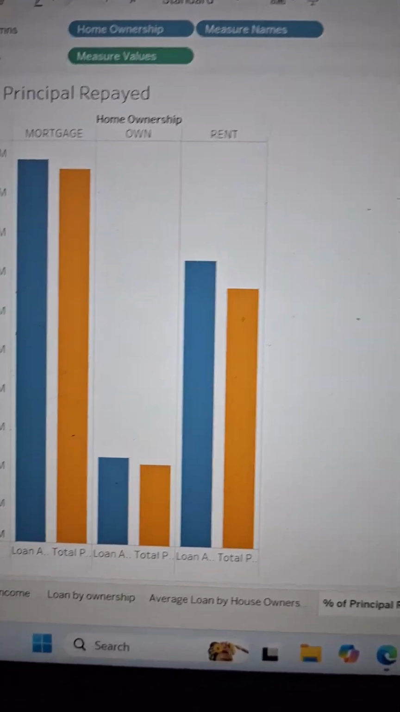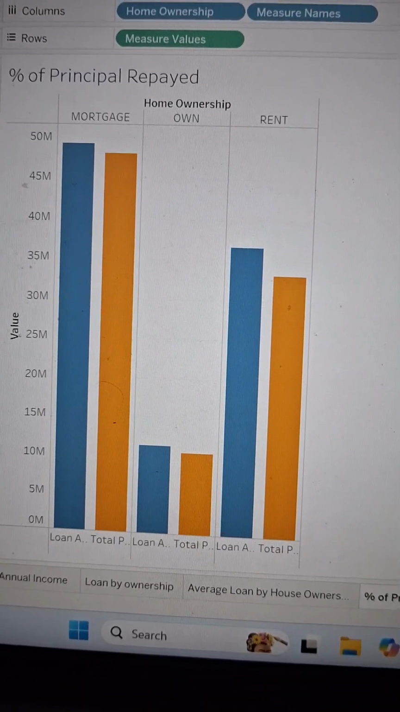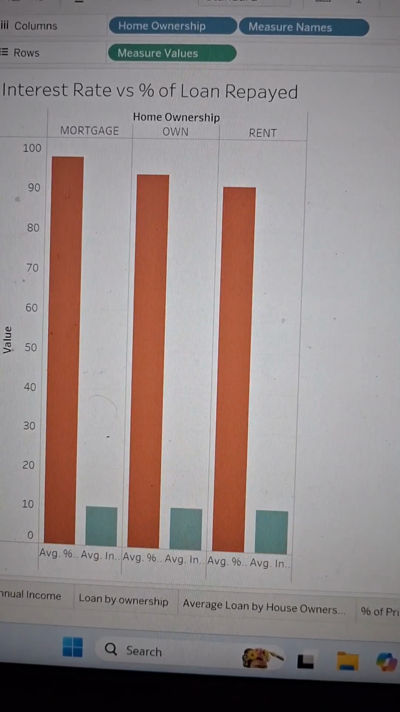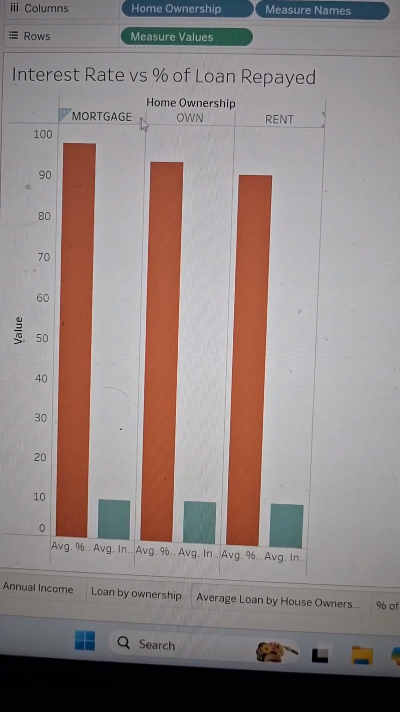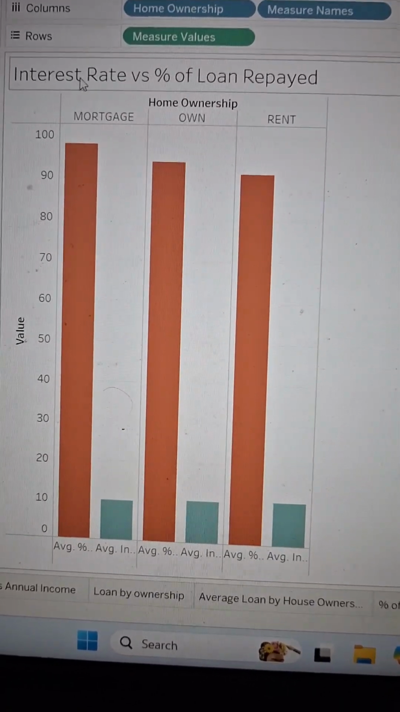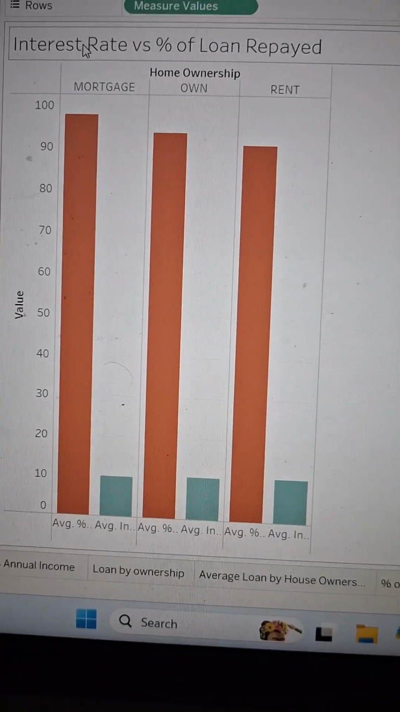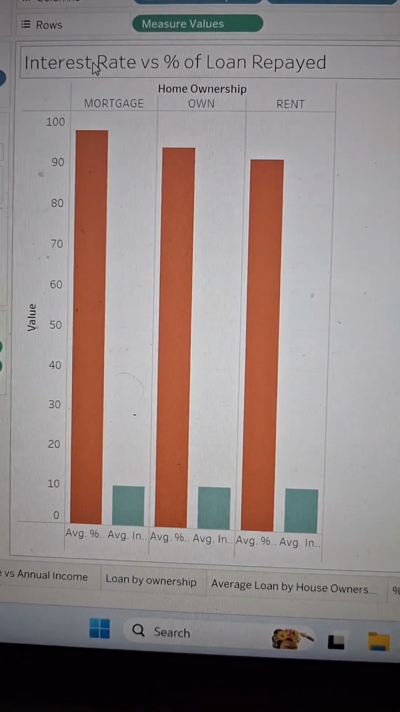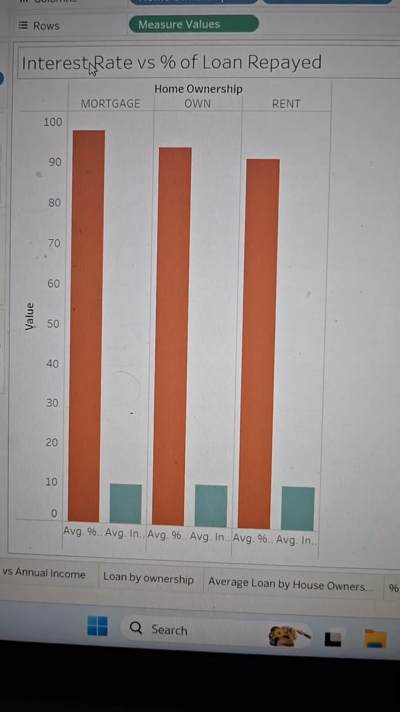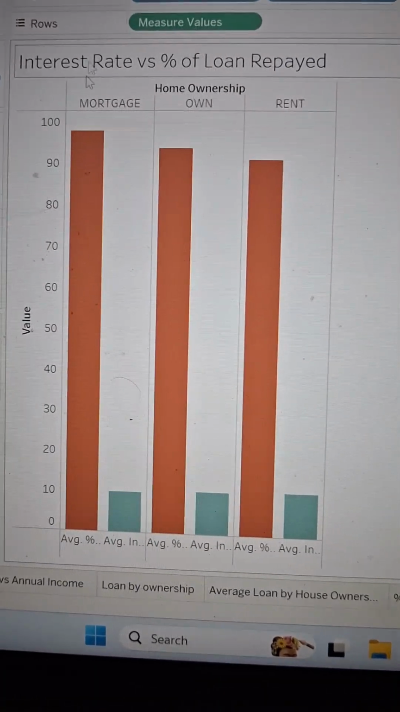And to prove this claim, I have created another visual, which is the comparison of interest rate versus percentage of loan repaid. See, here's the visual. Interest rate percent versus percentage of loan repaid. So interest rate shows the percentage of interest. As I discussed in the earlier example about a 50 lakh loan and 10% interest, the interest rate is in percentage.